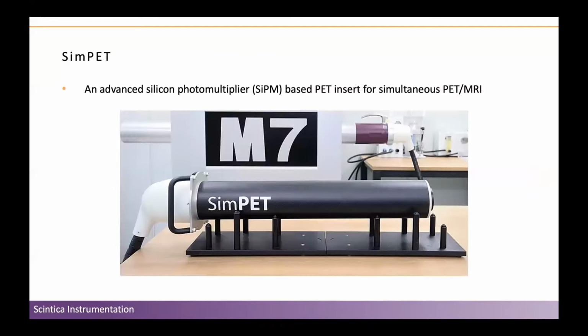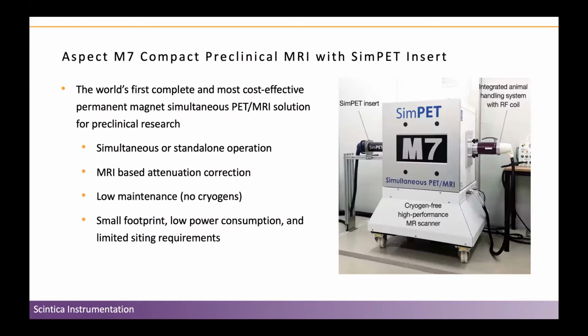We've talked a lot about PET imaging and integrating that. And one way to integrate PET imaging in with MRI is a product we offer from Brightonics called the SimPET. So this is an advanced silicon photomultiplier based PET insert. So it can be used on its own as just a PET imager, but this is designed to integrate with various MRI scanners. And specifically, it's designed to integrate with the Aspect M7 scanners. So together they represent the first complete and most cost-effective permanent magnet PET MRI solution.